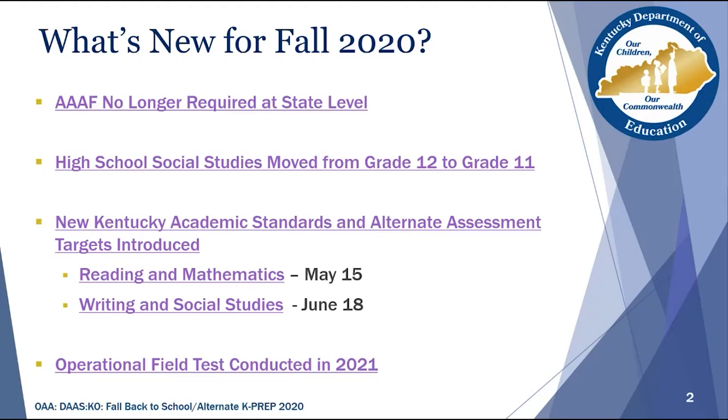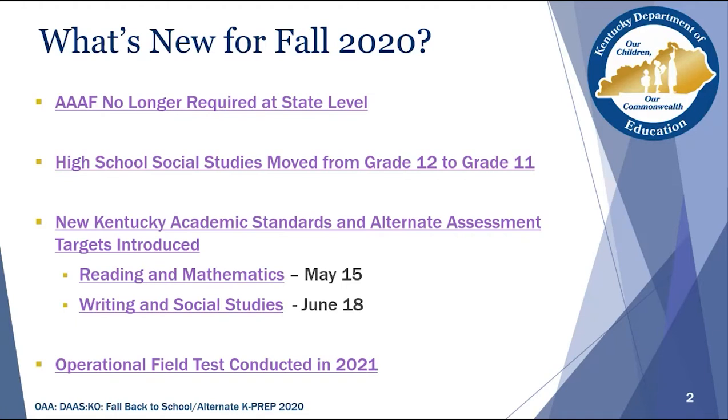The next change that will be implemented for the 2020-2021 school year is that social studies will now be administered at grade 11. In the past, social studies was administered at grade 12. However, to better align with the general assessments and the results from the survey that was conducted back in January, the change was a combination of both.